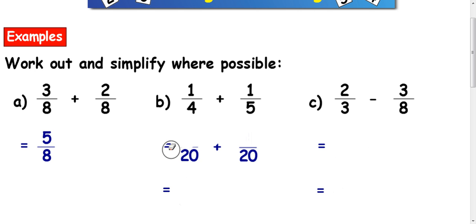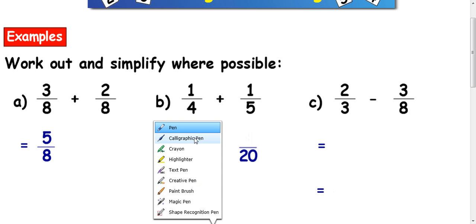And what I'm trying to do is create an equivalent fraction. I'm trying to create a quarter as 20ths. And to do that, you're really doing 4 times 5 to get 20. Now whatever you do to the bottom number to create an equivalent fraction, you must do to the top. So if we're doing 4 times 5, you must do 1 times 5 to get the top number. So 1 quarter is equal to 5/20 just by timesing by 5.